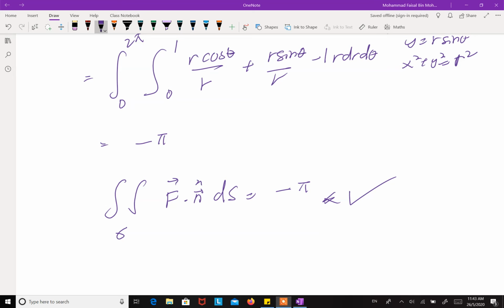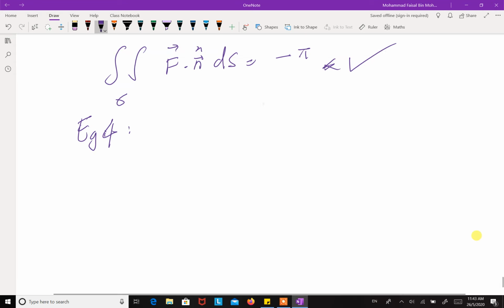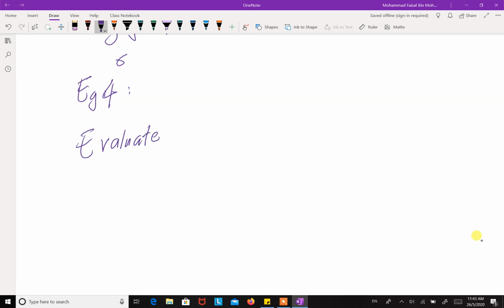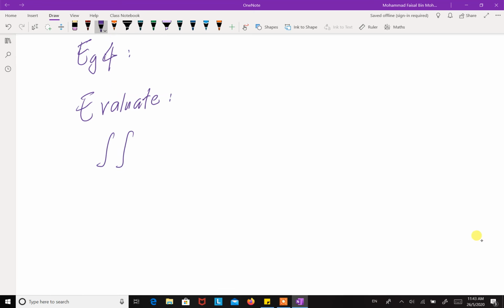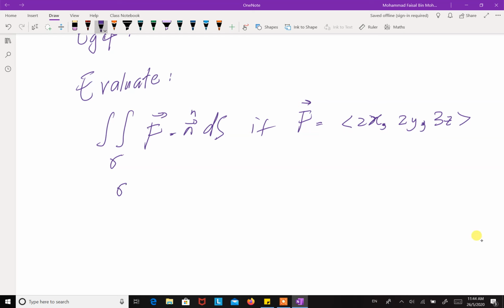Okay, next example. Example 4. Evaluate the double integral of f dot n cap ds, if f is 2x, 2y, 3z, and sigma is the surface of the paraboloid z equals 4 minus x squared minus y squared, above the xy plane.